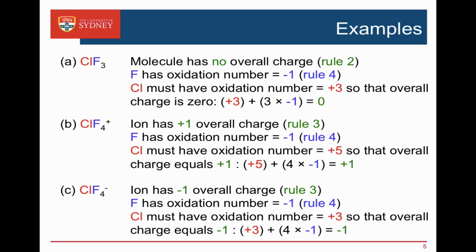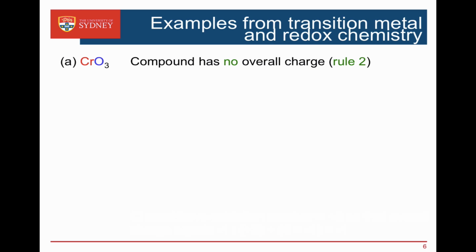+3 from the chlorine, 4 lots of -1 from the fluorine, gives us a -1 charge overall. Okay, now in transition metal chemistry, it's really quite difficult to name or work out what compound it is, because the transition metal can have a number of different oxidation numbers and form a number of different compounds. For example, chromium forms more than one oxide.